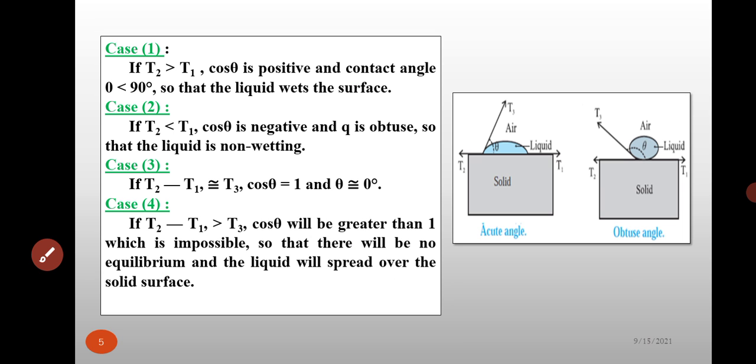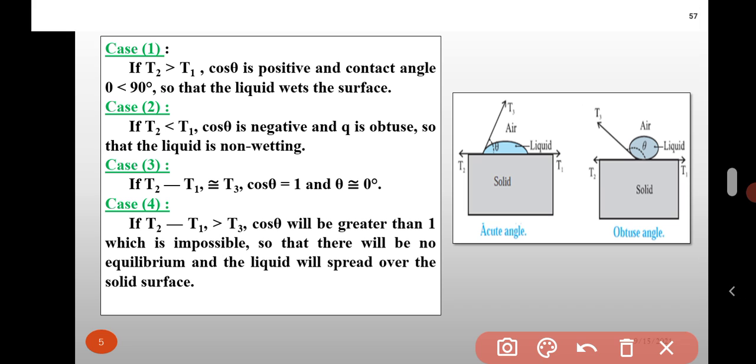Now, case first, if T2 is greater than T1, cos theta is positive and the angle of contact theta is less than 90 degrees, so the liquid wets the surface. Second case, if T2 is less than T1, cos theta is negative and theta is obtuse, so the liquid is non-wetting.